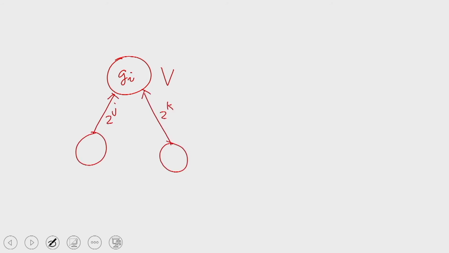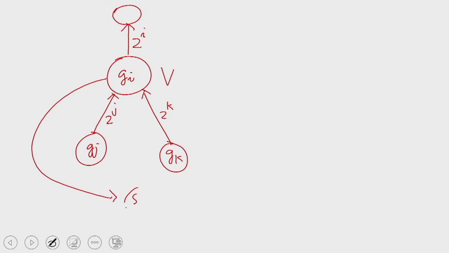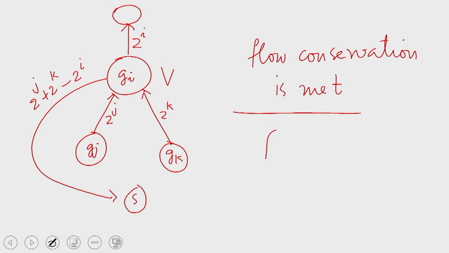Another example, consider an OR gate. Let us say Gi is an OR gate with both inputs 1, and let us say it drives one input. On that input it puts out a flow of 2 power i. Then on the edge which is going back to S, it would put out 2 power j plus 2 power k minus 2 power i, the net inflow minus the outflow. So again, flow conservation is satisfied. Likewise, you can work out all the cases and show that flow conservation holds, therefore f is a flow function.